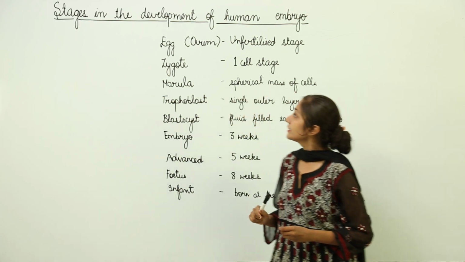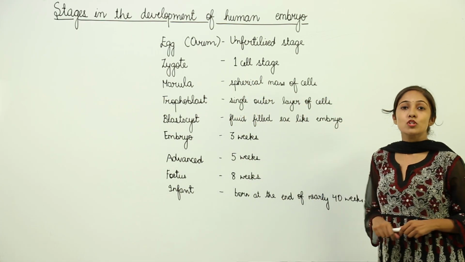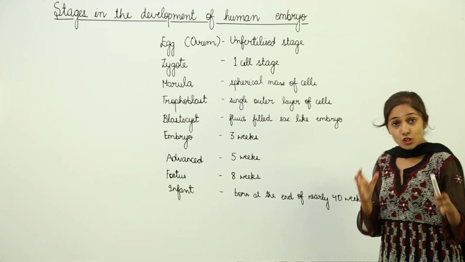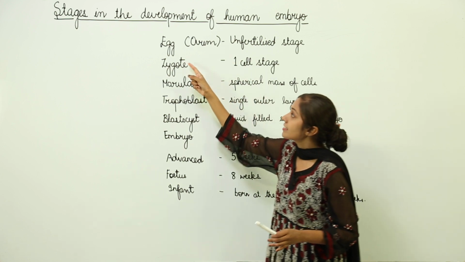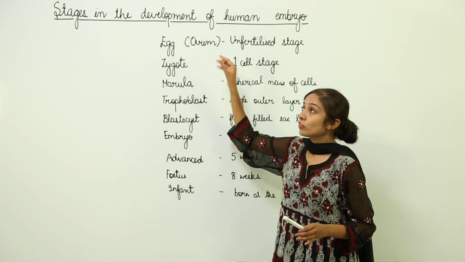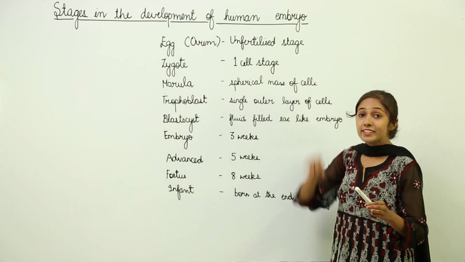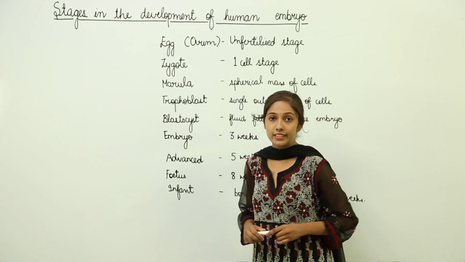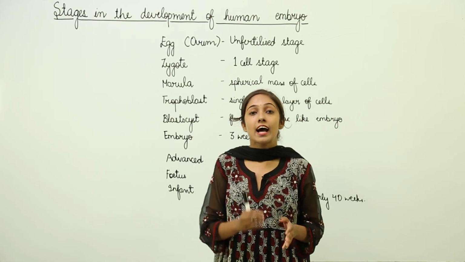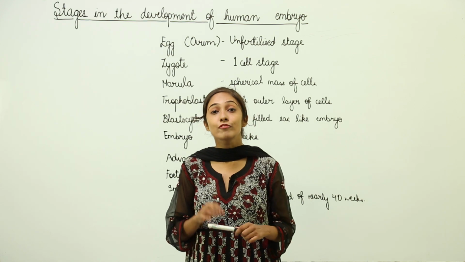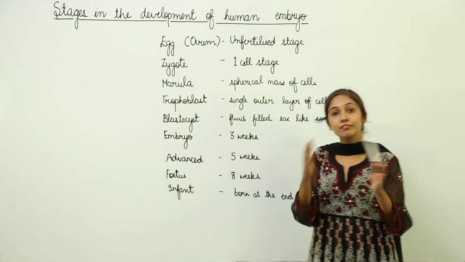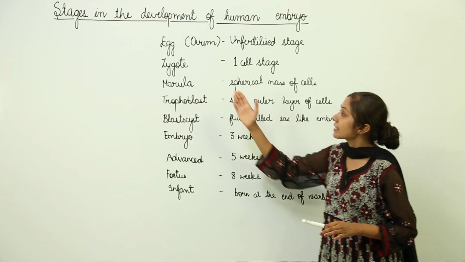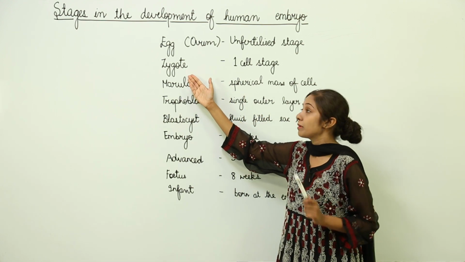Now let's discuss the stages in the development of human embryo. First of all, you know that we have an unfertilized stage that we call the egg or the ovum. Now this is an unfertilized stage, means when the fertilization has not taken place. When the egg has been fertilized, means the sperm fuses with the egg, then a single celled stage after fertilization is formed that we call the zygote. I hope you remember this.